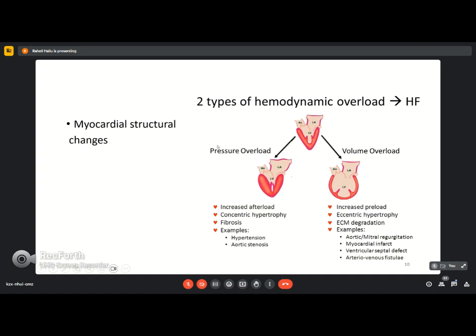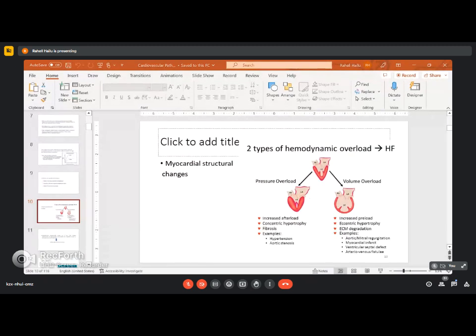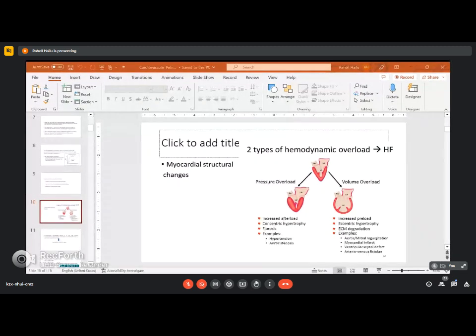So there are two types of hemodynamic overload that lead to heart failure. We have the pressure overload, and we have the volume overload. So what's the difference between them? Well, when you're talking about afterload and preload, anyone?